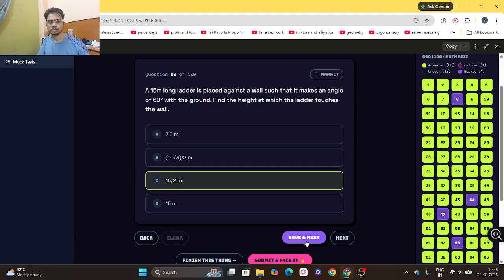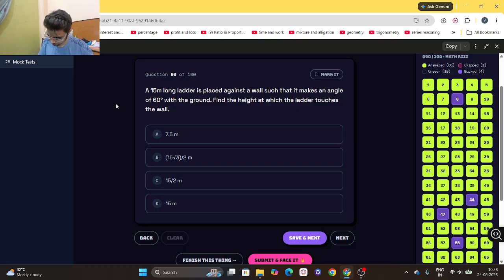Next. A 15-meter long ladder is placed against a wall such that it makes an angle of 60 degrees with the ground. Find the height at which the ladder touches the wall. Sine 60 degree is equal to root 3 by 2. Root 3 by 2 is equal to AB upon 15. AB is equal to, yes, option B.